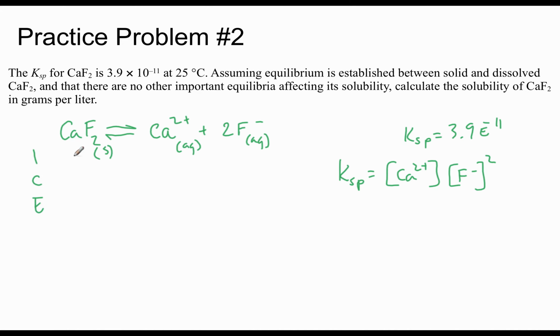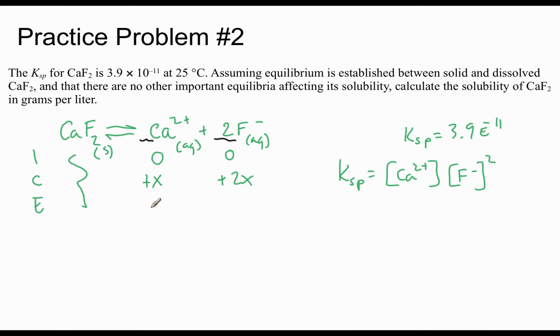We do not care at all about the solids, so it's only here. And it says that there's no other important equilibria affecting its solubility. I'll explain what that actually means in the next problem. That just means our initial concentrations are 0. This would go up by x, this would go up by 2x, and again, I'm getting that from the coefficients here, right? That's the coefficient here, coefficient of 1 here.